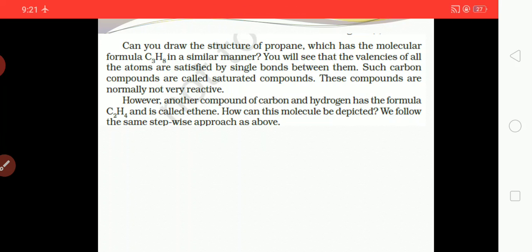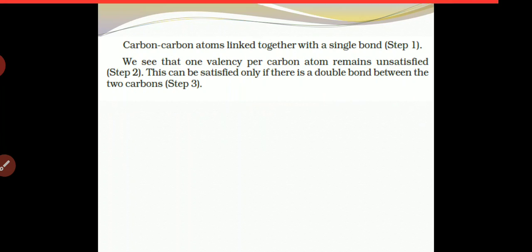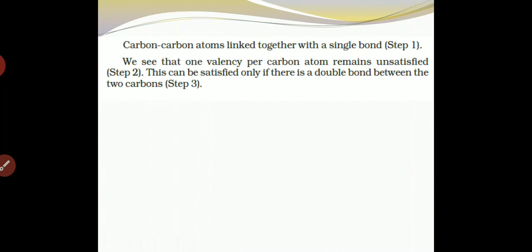However, another compound of carbon and hydrogen has the formula C2H4 and it is said to be ethene. How can this molecule be depicted? We follow the same stepwise approach as above. The two carbon atoms are linked together with a single bond. In the next step we see that one valency per carbon atom remains unsatisfied. This can be satisfied only if there is a double bond between the two carbons.